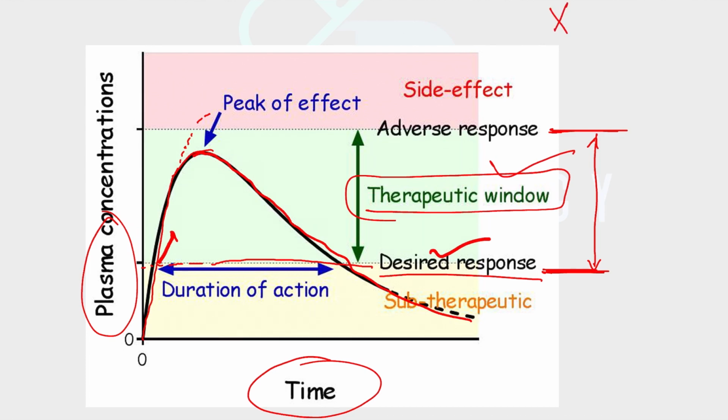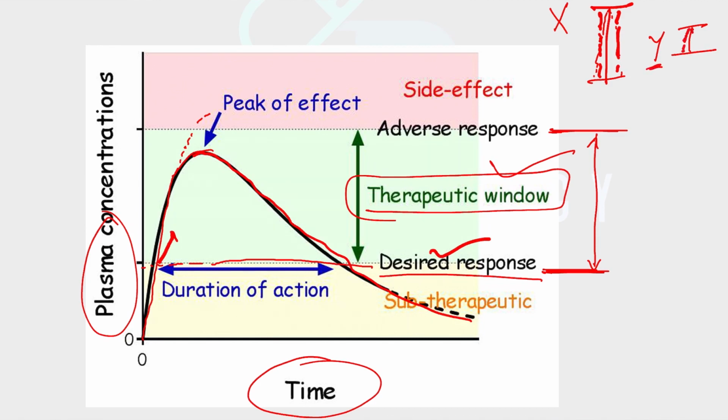For example, drug X has a therapeutic window that much, and drug Y has a therapeutic window that much, which is quite narrow. So here what you can say is drug X can roam around in more space, right? It has more luxury of space, so you can fluctuate its concentration more. But what about drug Y?